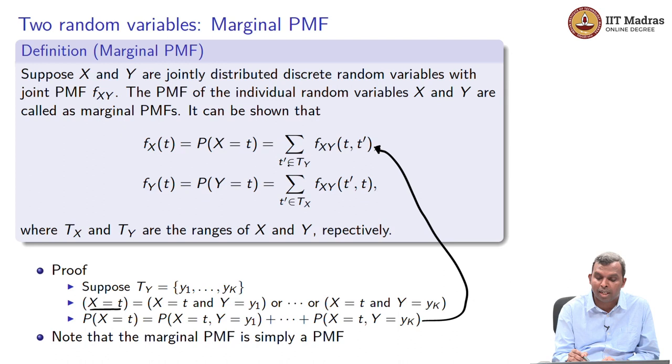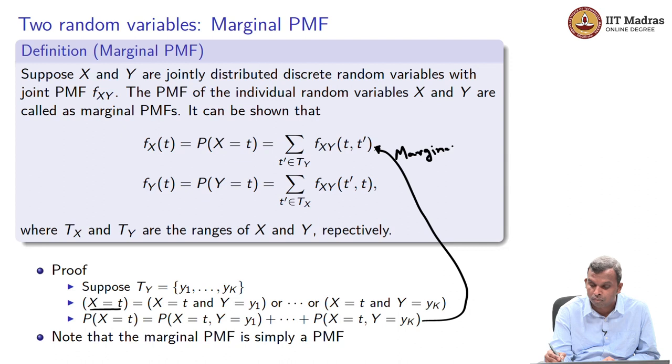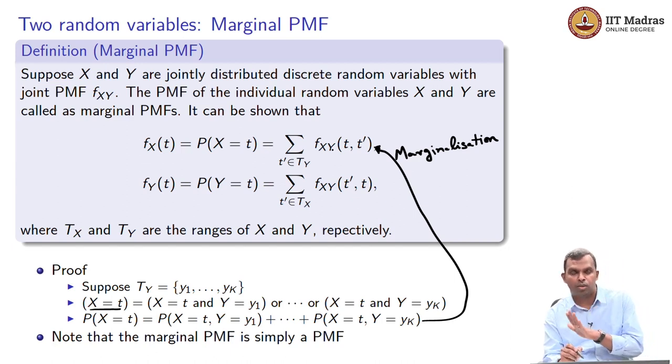Sum over all the values t prime in the range of y, fxy of t comma t prime. So you take the value of x, okay, the value of x is fixed to t throughout, and then you take all possible values for y and simply add the joint PMF at all possible values for y with the same value of x. So that process is called marginalization. Okay, so here in the first equation, you are marginalizing y. Okay, so you're marginalizing y out of the summation. So you're only left with x.